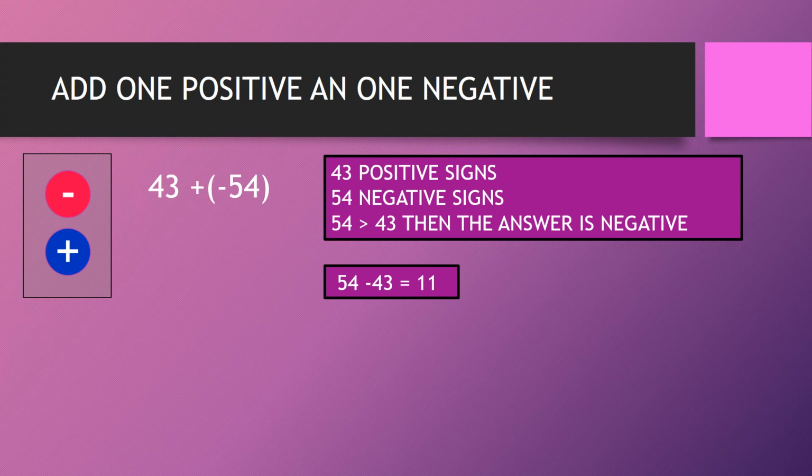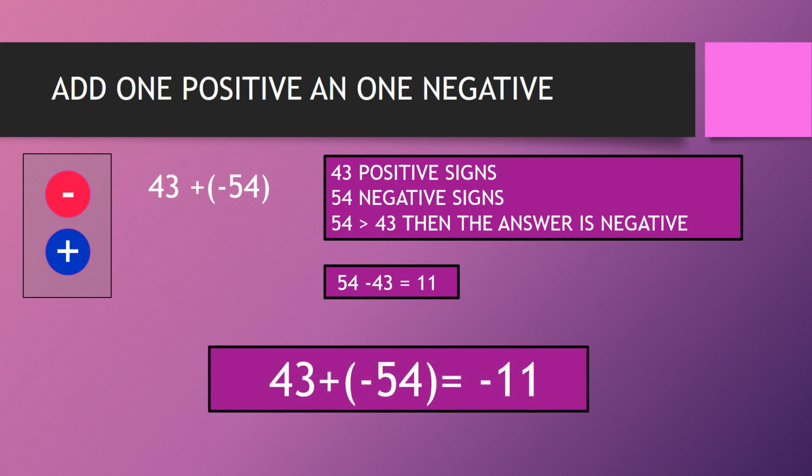What do I have to do now? Just subtract the greater frequency minus the lesser frequency, and this is 11. And finally, my answer is negative 11. Why negative? Because the sign more frequent in my problem is the negative sign.